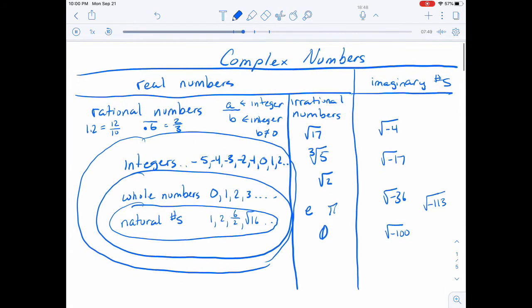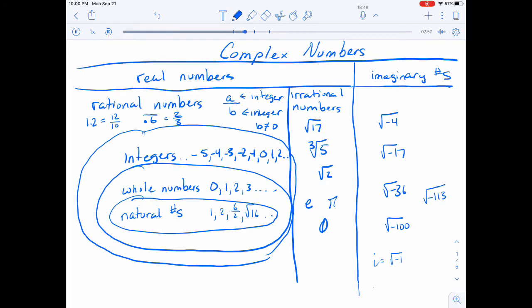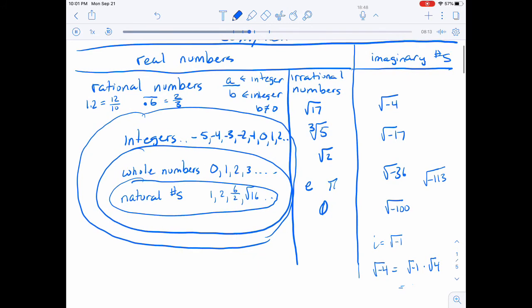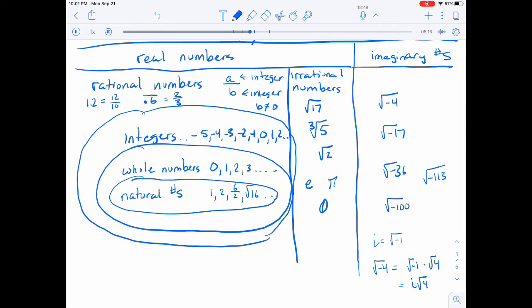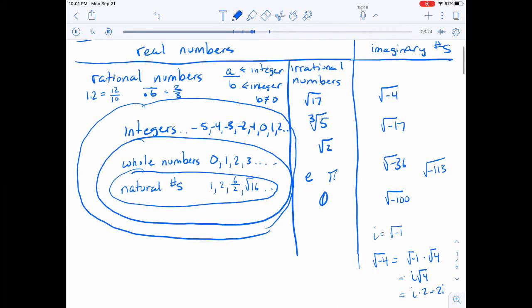We use the variable i to represent the square root of -1, which then allows us to express the square root of -4 as the product of the square root of -1 and the square root of 4. Substituting an i for the square root of -1 now becomes i times the square root of 4, which is equivalent to i multiplied by 2, or 2i. So the square root of -4 may be written as 2i.